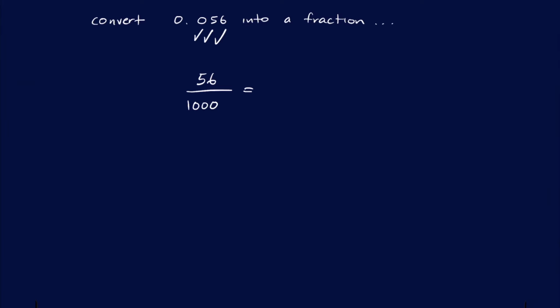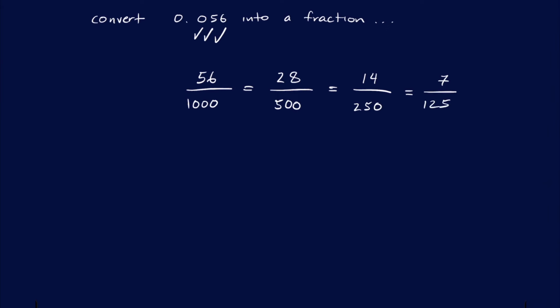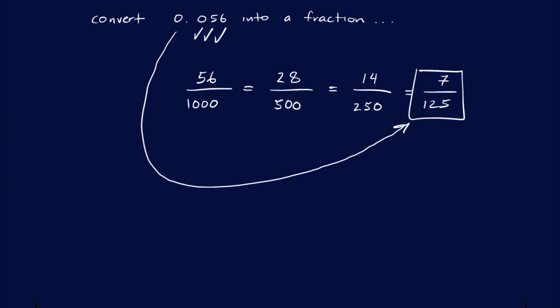So 56 divided by 2 is going to give us 28, and 1,000 divided by 2 is going to give us 500. But let's keep going so we can simplify this further. 28 divided by 2 is going to give us 14, and 500 divided by 2 is going to give us 250. Now let's keep going, and we get 7 over 250 divided by 2, which is 125. And this is our final answer. So 0.056 written as a fraction in its simplest form is equal to 7 over 125.